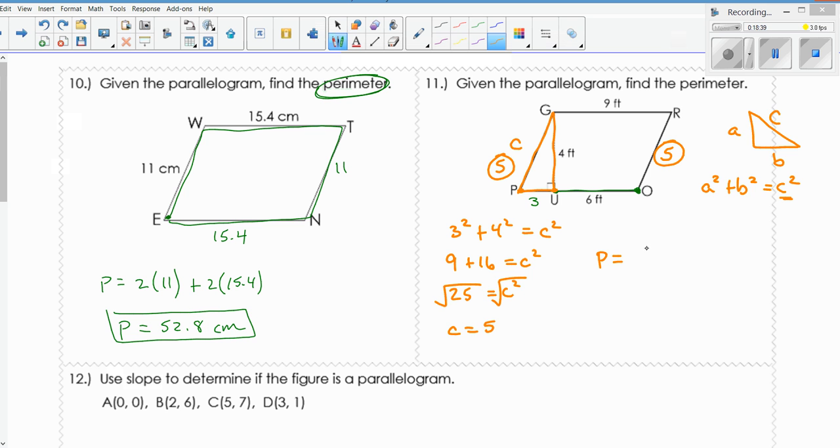So my perimeter is equal to the top and bottom are 9, so 2 9s. And the left and right are 5, so 2 5s. Which means my perimeter is 28 feet. Okay, and the reason I could do that is because of properties of parallelograms as well as understanding Pythagorean theorem. Okay, and that only works for right triangles.